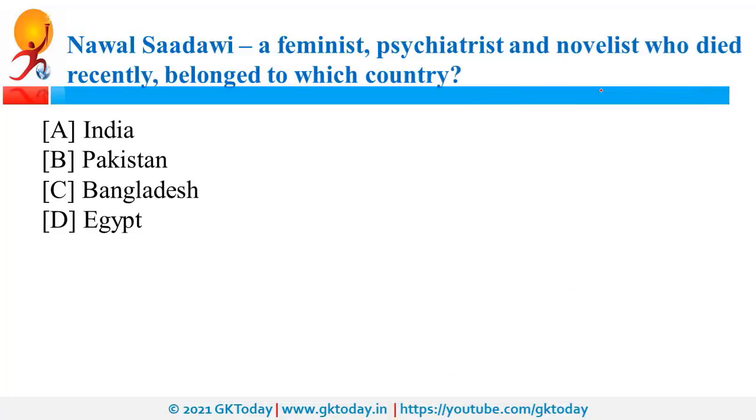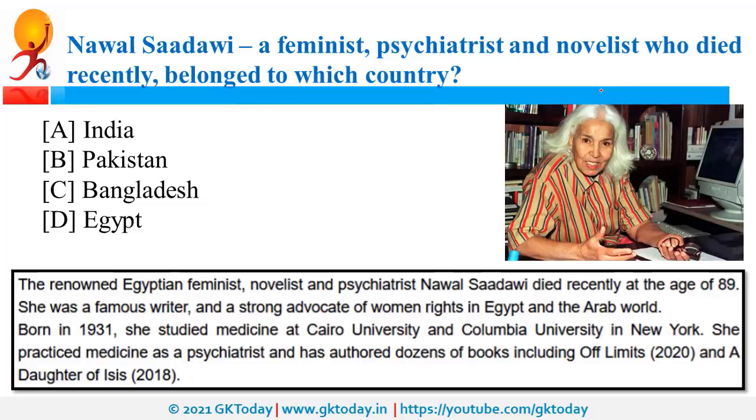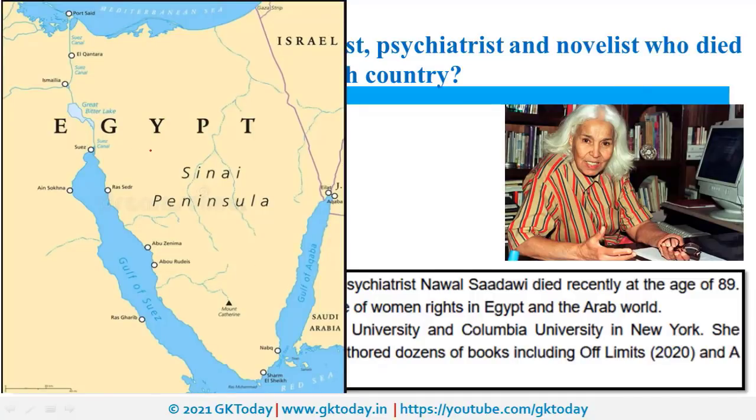Nawal Sadhvi, a feminist, psychiatrist and novelist who died recently, was associated with which country? She was associated with Egypt, and she was a well-known feminist novelist and she passed away recently. Now this is the geographical location of Egypt. This is the Gulf of Suez, this is the Red Sea, this is the Gulf of Aqaba, this is the Suez Canal, this is Port Said, this is the Mediterranean Sea. This area is the Gaza Strip and this is Israel.